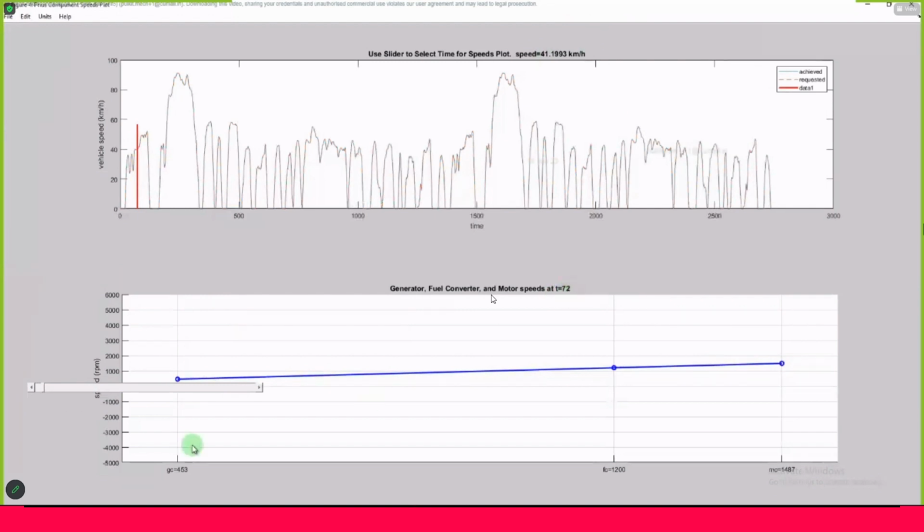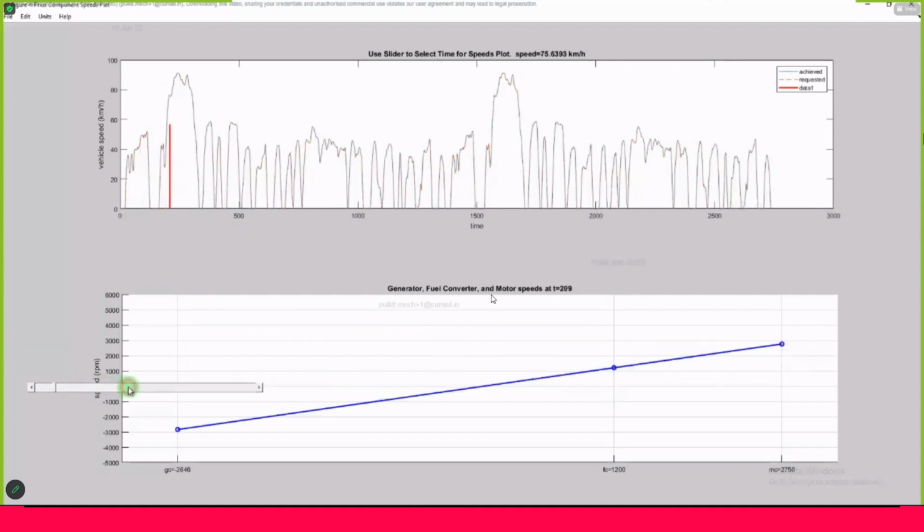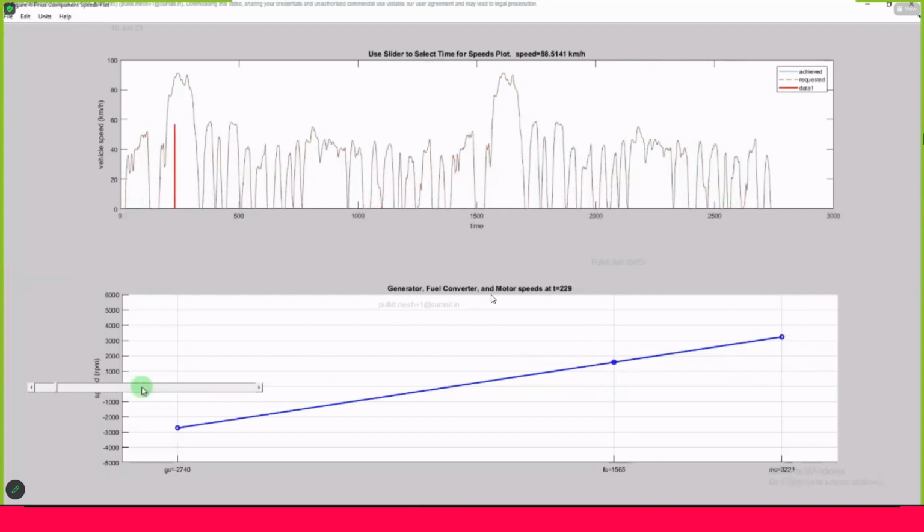The value of the RPM for the generator is 453. The engine runs at 1200 RPM, and this is running at 1487 RPM. So this is the motor controller speed. I can move the slider, and these values will also move. So let's analyze what happens when we consider higher speeds. Let us consider a speed of 88 kilometers per hour, which occurs at the 229th second.